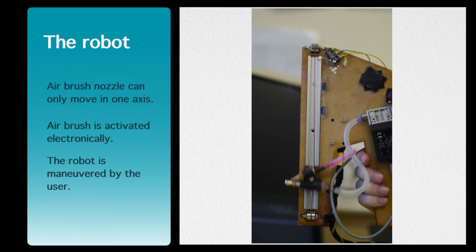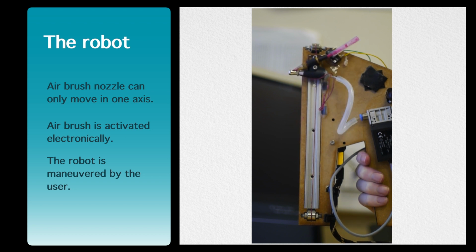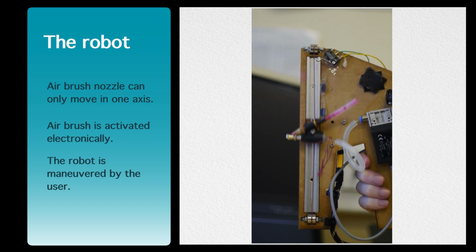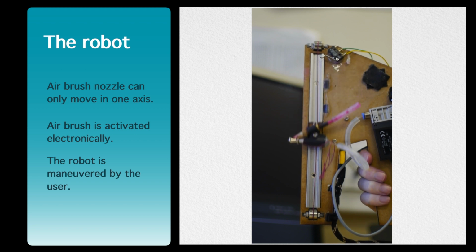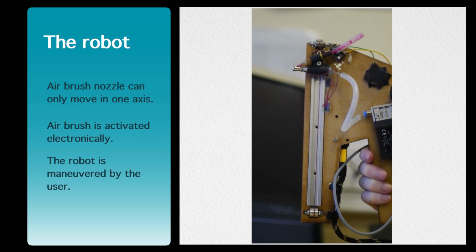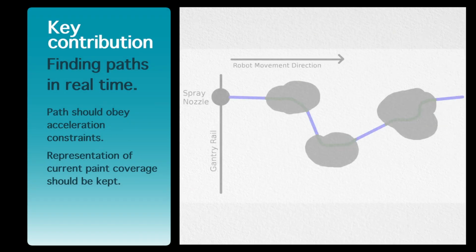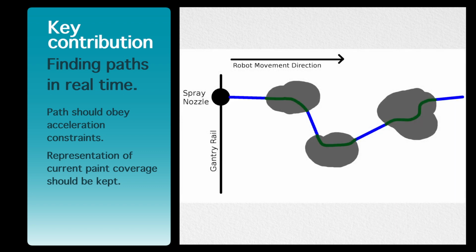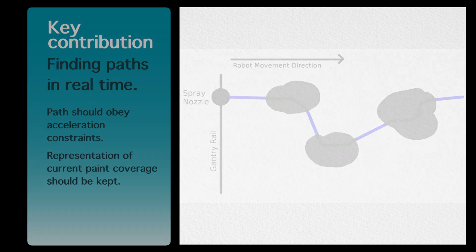In this work, we present a method of real-time path planning for an airbrush robot with a single movement axis. This robot is handheld, and therefore the user is in control of the robot's position. When the robot is passed over a target region, the robot must use its single axis of movement to place as much paint in the target location as possible. Our contribution is to design a method that can run in real time whilst considering a long time horizon to enable paths that are close to optimal.